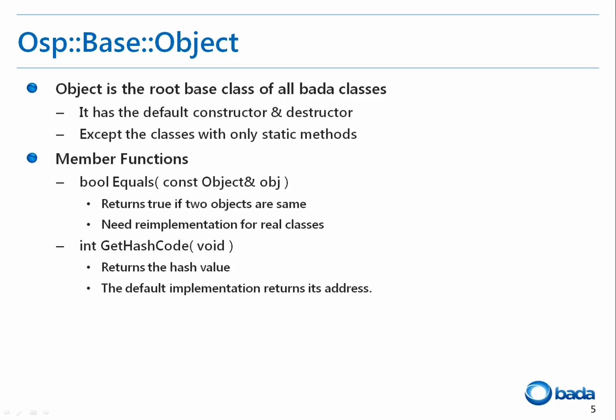The most fundamental class of the base namespace is the object class. The object class is the base class of all BADA classes, except those with static methods only. The object class provides the equal and getHashCode functions. The equal function returns true if two objects are the same. The getHashCode function returns the address of the object in the current implementation.